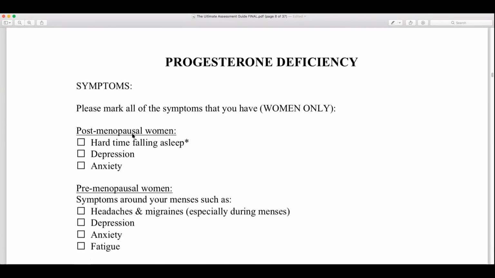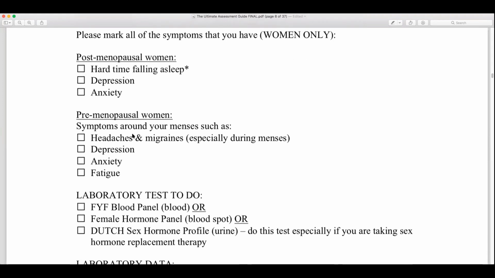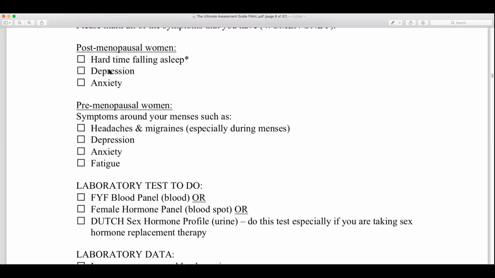Progesterone deficiency. So this is for women as well. The main one for postmenopausal women is a hard time falling asleep. Estrogen helps women stay asleep, and progesterone helps women fall asleep. And typically we know which hormone it is if it was significant after menopause. So somebody hit menopause and then all of a sudden they had a hard time falling asleep, we know that it's progesterone deficiency, or they hit menopause and they have a hard time staying asleep, and that's more estrogen deficiency. Then also depression and anxiety.